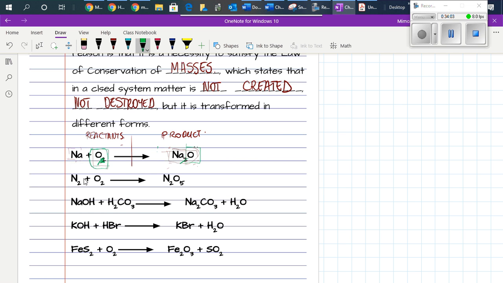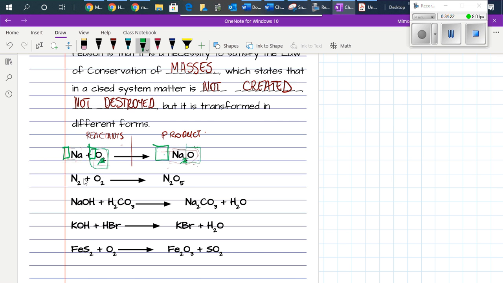And the coefficients are numbers that are placed in front of the elements here. Not those small numbers that you see here for oxygen or for sodium.